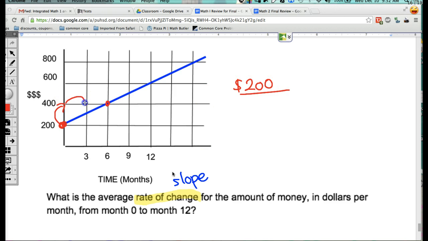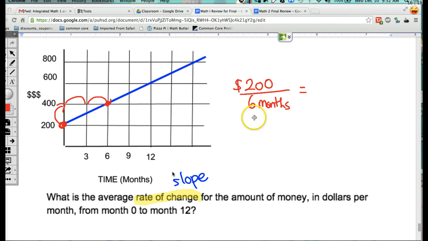And then you're going to the right by how much, guys? This is 3 and this is 6. So how many? 6. You're going to the right by 6 months, okay? So what is 200 divided by 6 months?